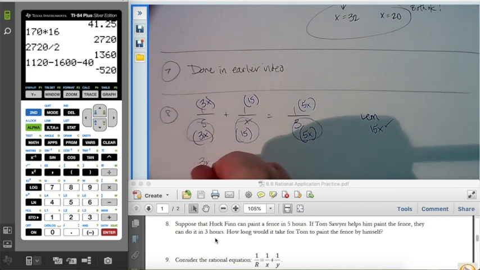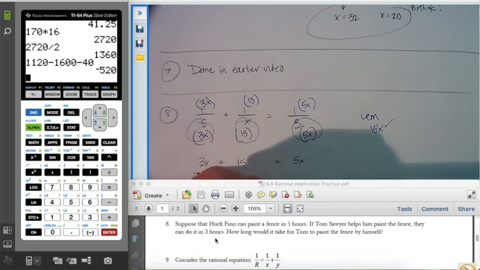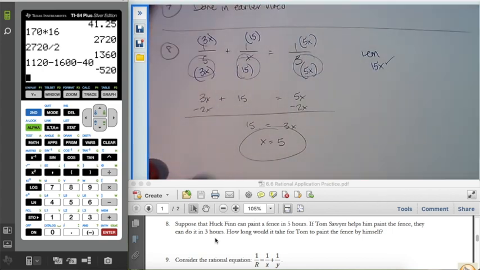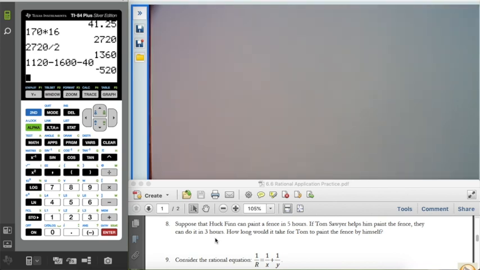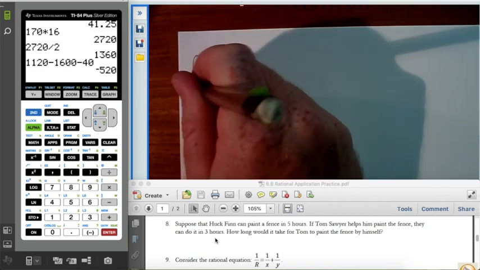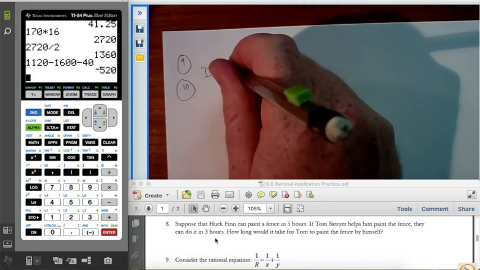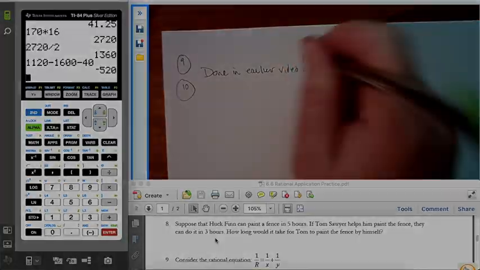Then I multiply through, and I'm just left with those numerators, and oops, sorry, I'm running off the page here. The 5 should be how long Huck Finn takes. All right, and then numbers 9 and 10 were also done in an earlier video.